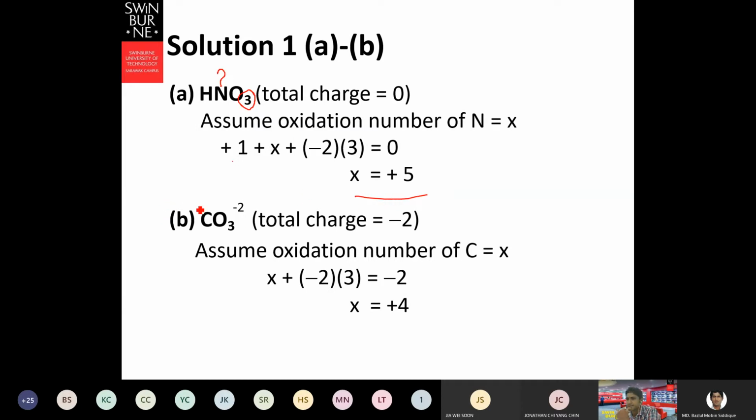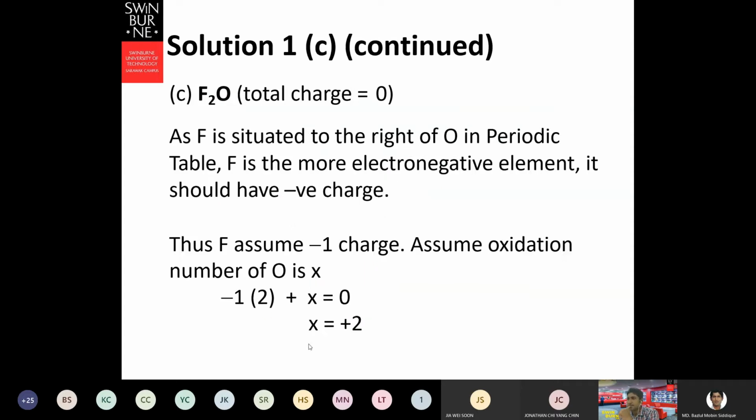is positive 5. We notice that HNO3 in this case was not carrying any charge. It is neutral, so the total charge is equal to 0. For carbonate, however, the total charge is equal to -2. So from there we find that carbon is +4.